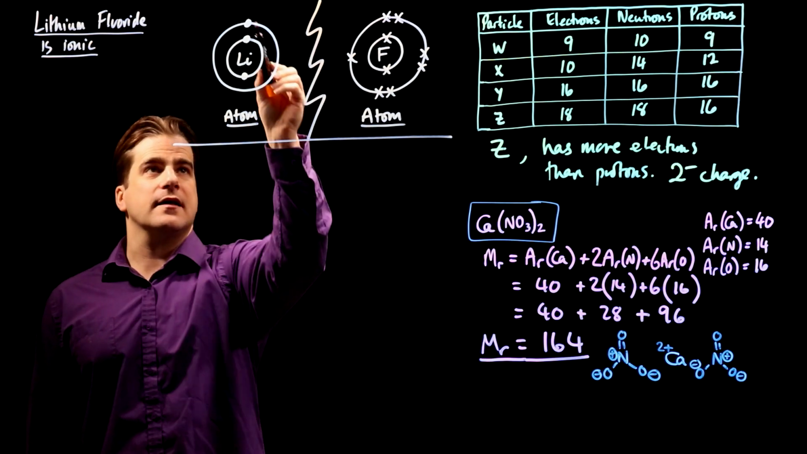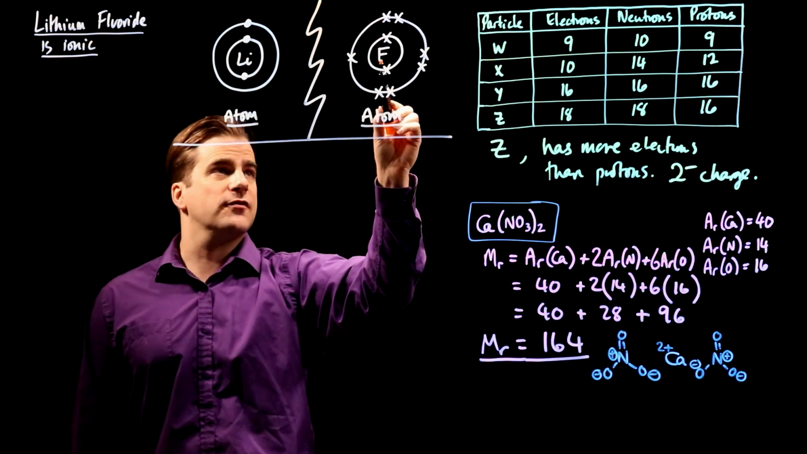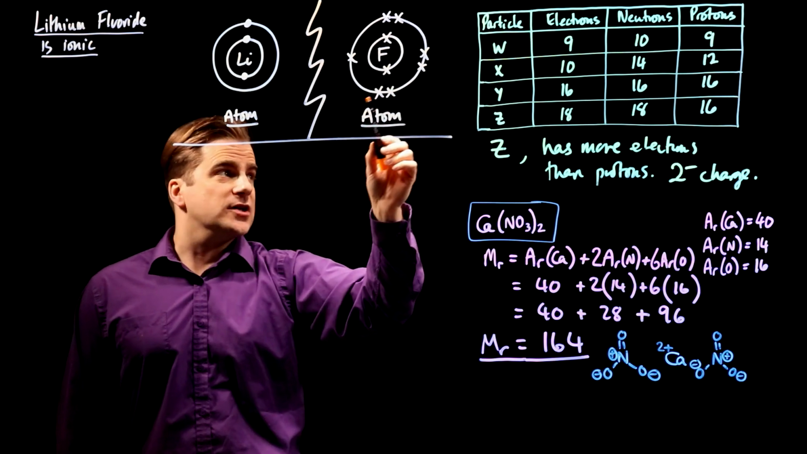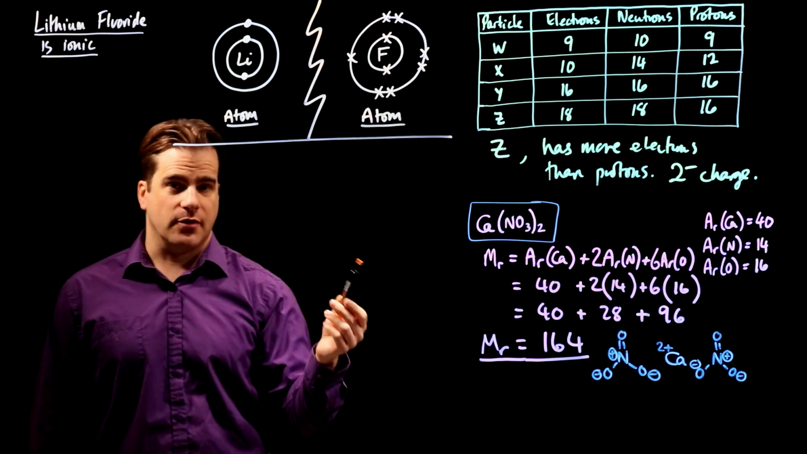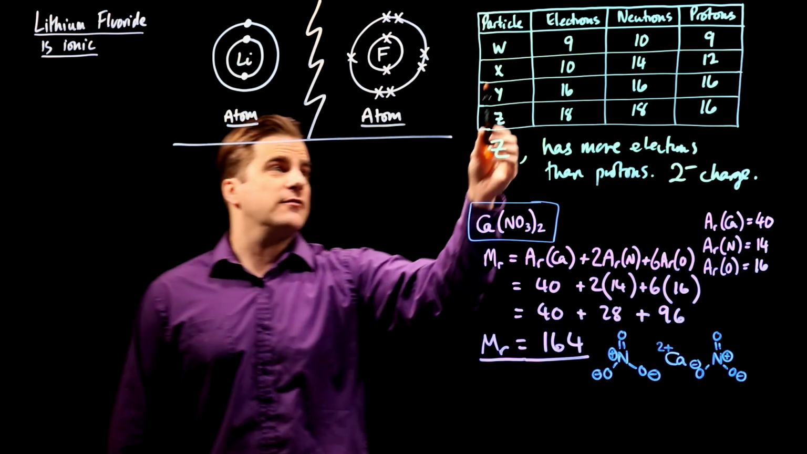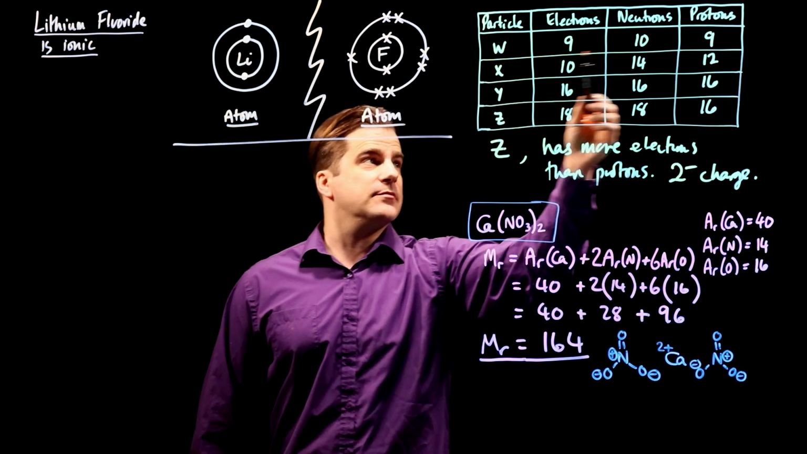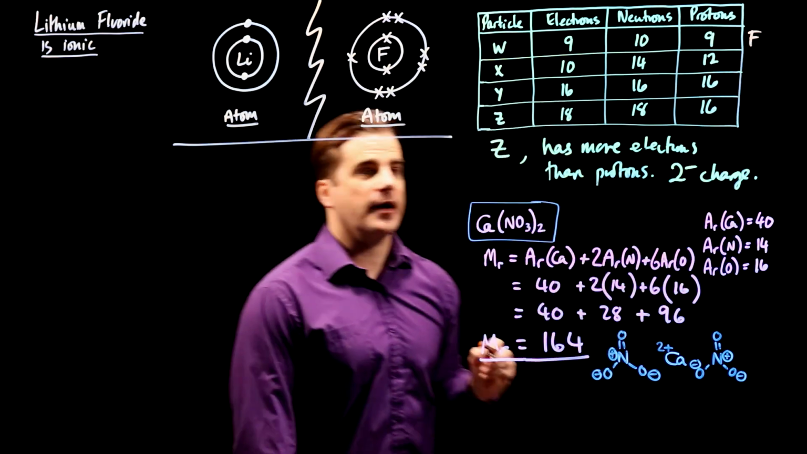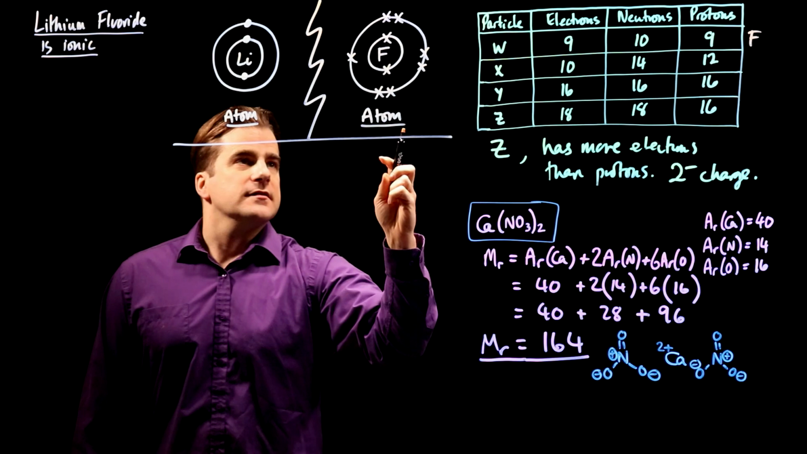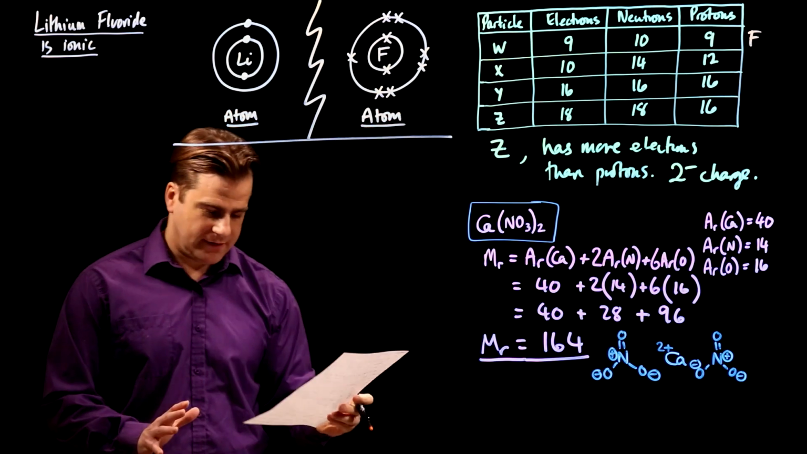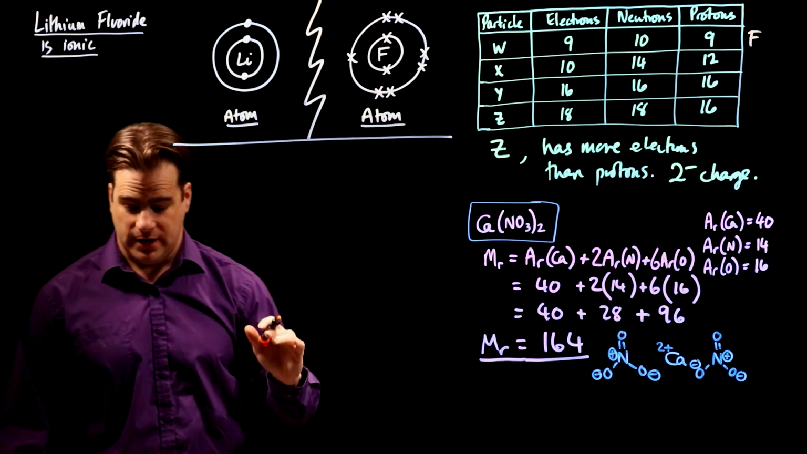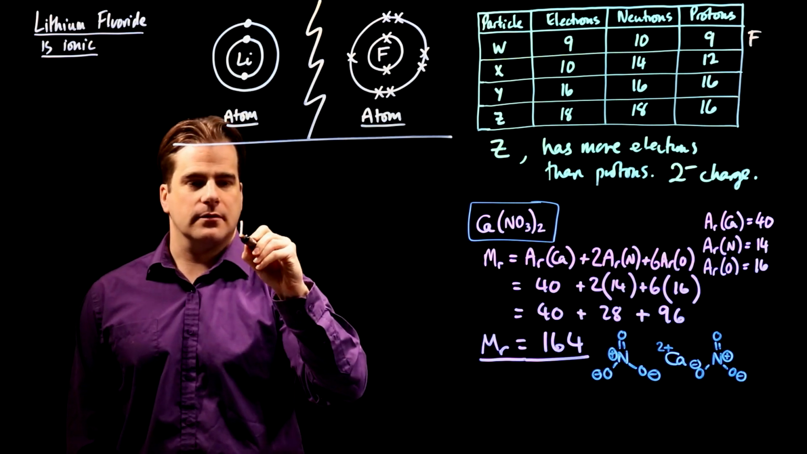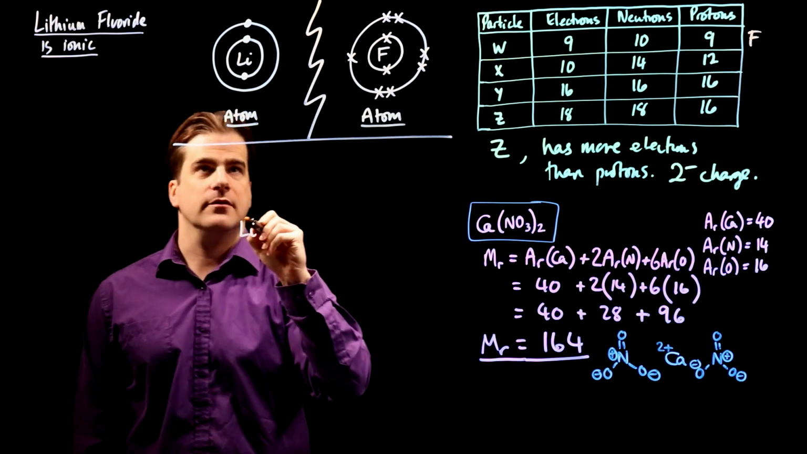Because the lithium has 3 electrons, so it's uncharged, and the fluorine has 9 electrons, so it is uncharged. You see, fluorine has 9 protons. So in fact, W there, because it's got 9 protons, that would be a fluorine. So, we just have to draw lithium fluoride. No problem. So it's an ionic compound.